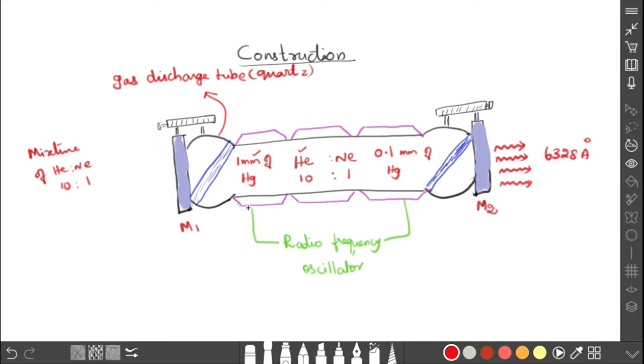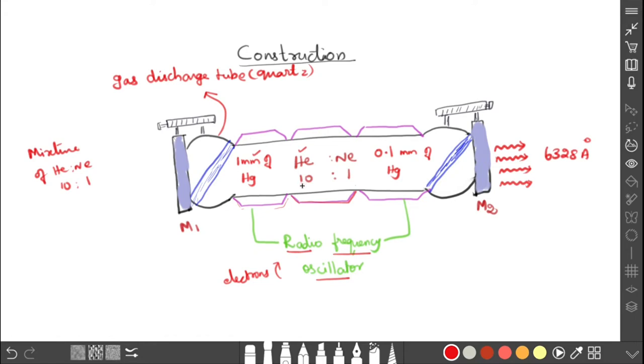Can you see this? This design is the electrode. These electrodes are fixed at the ends of the discharge tube and connected to the radio frequency oscillator to produce the electrical discharge. That means it produces fast moving electrons. That electron will pass through this gas, so electrical discharge takes place here.